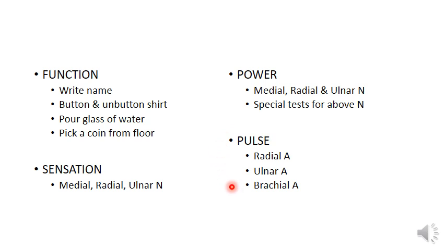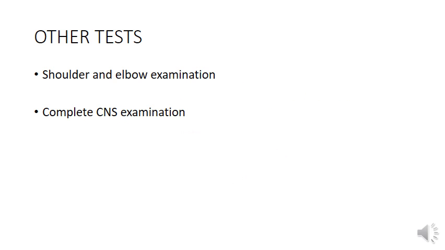Don't forget to check the pulsations: the radial artery, the ulnar artery, and the brachial artery pulsations. Also, you need to examine the capillary refill time when you are examining the nails. So with this, we come to the end of the hand examination. You should tell the examiner that a shoulder and elbow examination, and a complete neurological examination, is needed to find out the exact cause of the problem. Thank you.